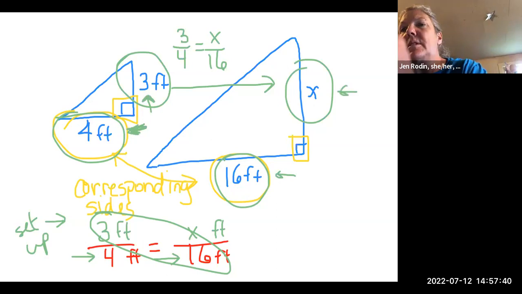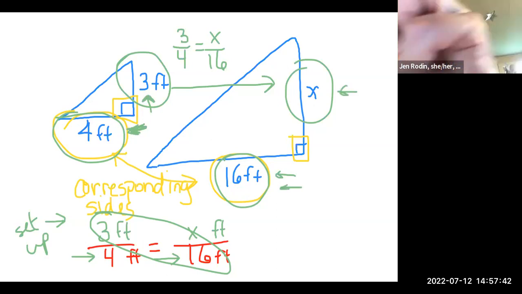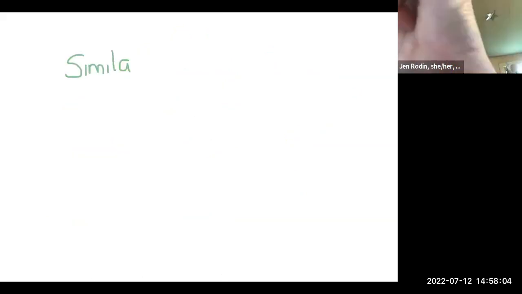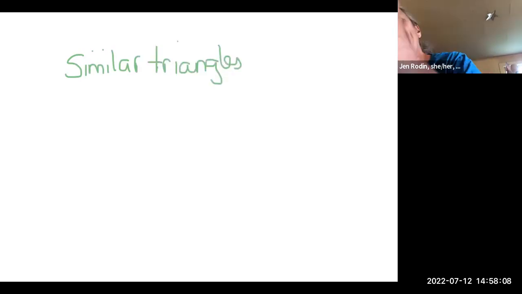So this one, if they're similar triangles, which I'll put the definition on the next page, if you have similar triangles, that's always going to be true. Corresponding sides are proportional. I'll come back to that for the answer. Let me write that here. Similar triangles are proportional.